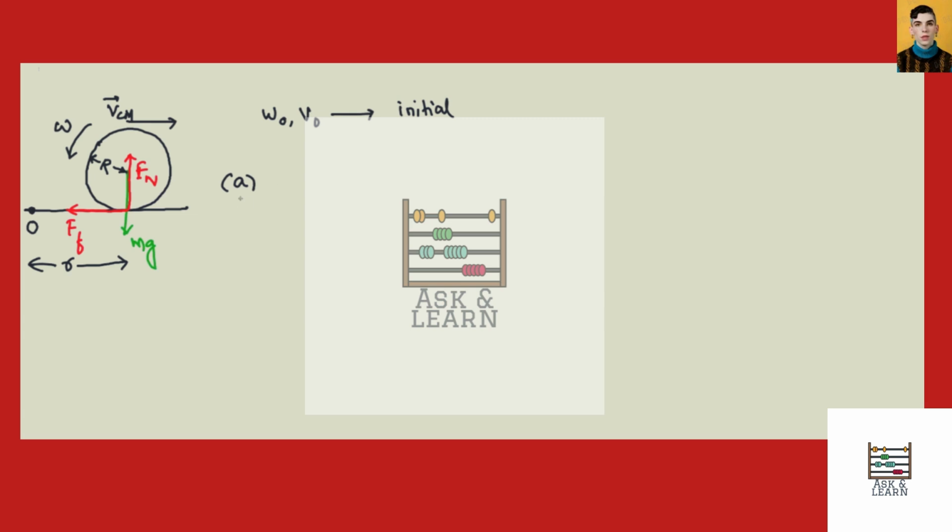So before doing the parts of the problem, let me remind you that for a complete rolling motion, we can write the velocity of the center of mass to be equal to the radius of the ball times the angular velocity. And this is only valid when the motion is completely a rolling motion.